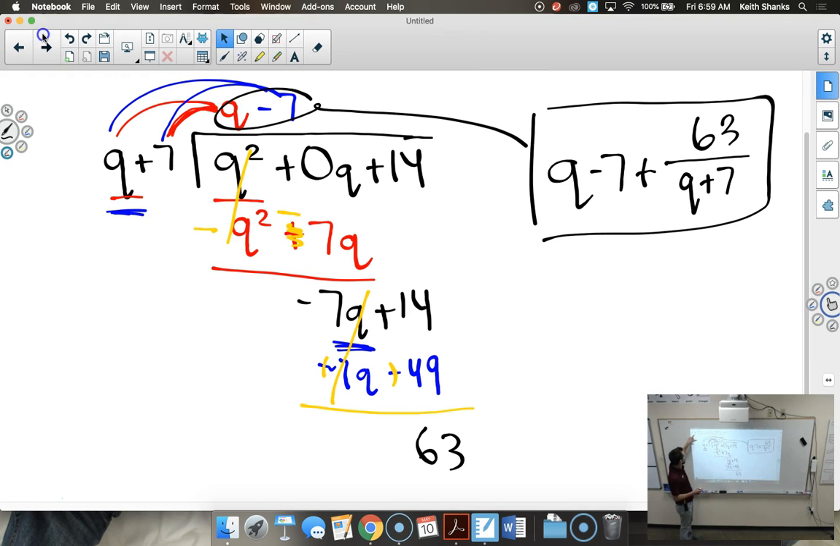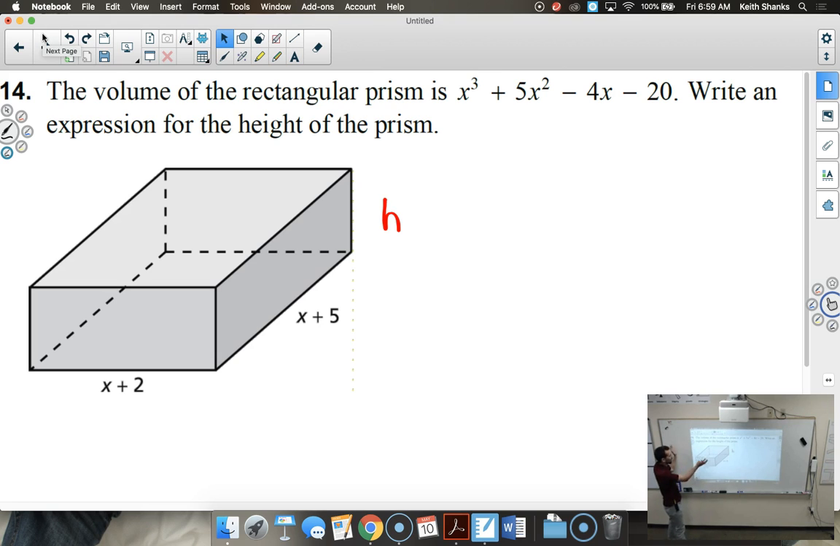All right, so the next one here, number 14, it looks like a big mess. There's a lot going on, and I would say this is not the easiest problem we've done, but finding volume is simply, like of a rectangular prism, length times width times height, right? They want us to basically write the height in terms of x.